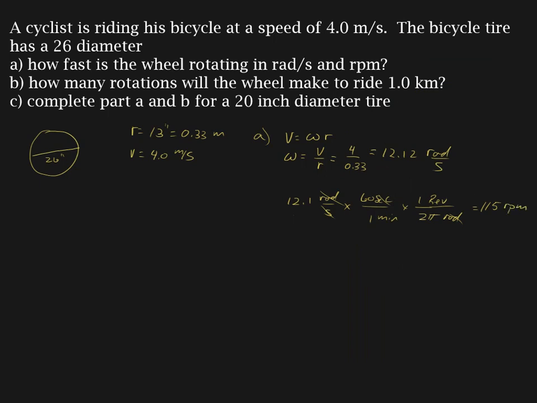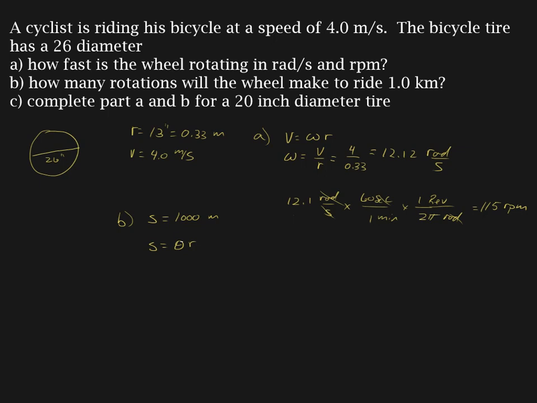Okay, so part A is done. Now, part B, we're being tasked with determining how many rotations the wheel will make riding 1 kilometer. Well, a kilometer is 1,000 meters, so this is going to be our arc length. S is equal to 1,000 meters, and we can relate the distance traveled using S is equal to theta r.